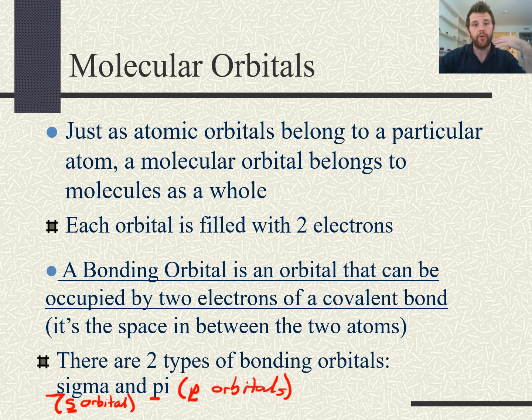Okay, so our molecular orbitals. Each orbital is filled with 2 electrons, and these 2 electrons get to be occupied by this covalent bond. There are 2 types of orbitals, sigma and pi. Let me show you this. The sigma, these are my s orbital. Pi, these use my p orbitals. Notice the pattern. Sigma starts with an S and uses the S. Pi starts with a P and uses the P.